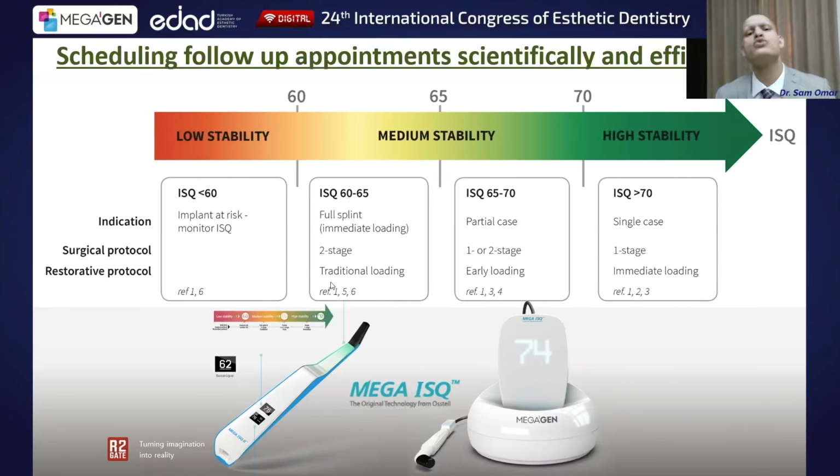And in this case, we do what we call traditional loading, which means that you wait for about 3 months, not 4 to 6 weeks as we used to do before. If I get less than 60, this is very low ISQ, very low stability of the implant.